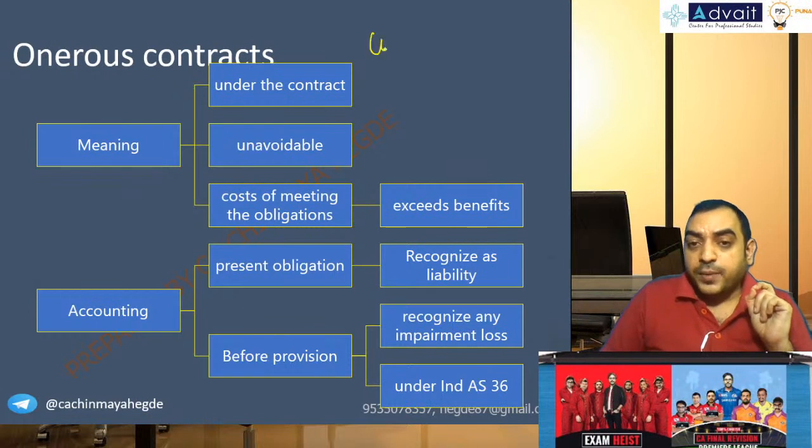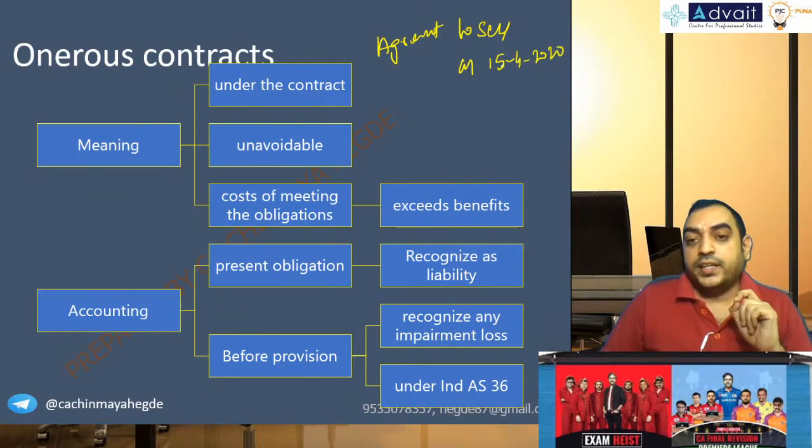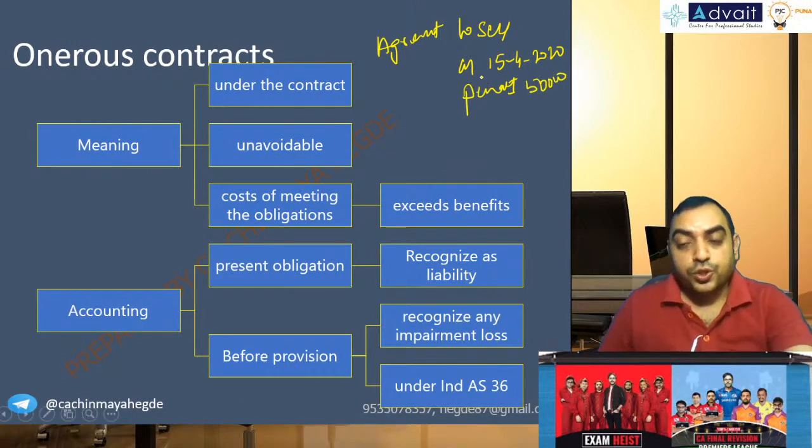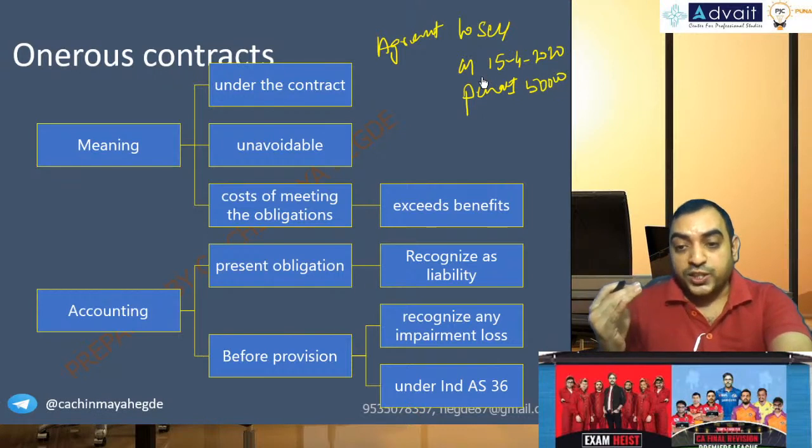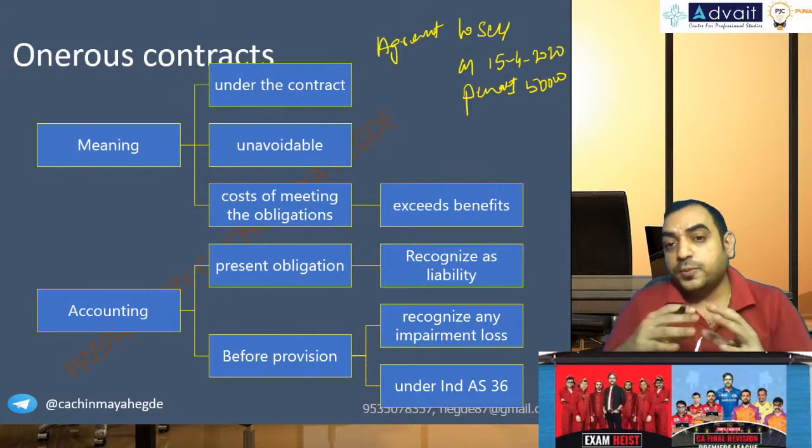You have entered into a contract, an agreement, where you have to sell certain products on 15th of April 2020. If you fail, there is a penalty of 50,000 rupees. So you have an agreement to sell.